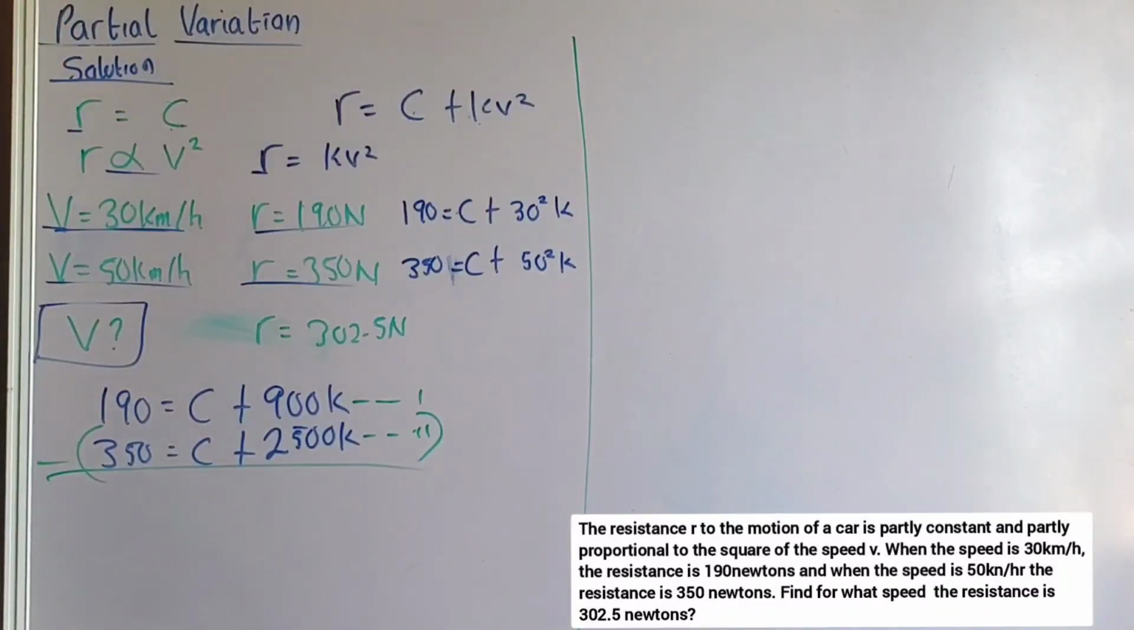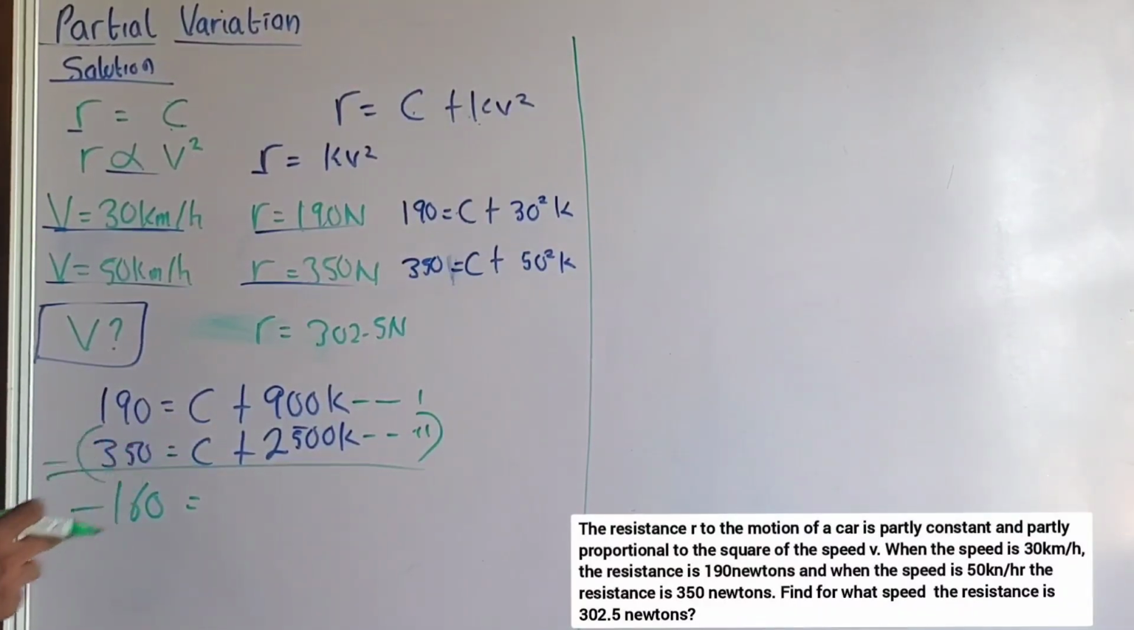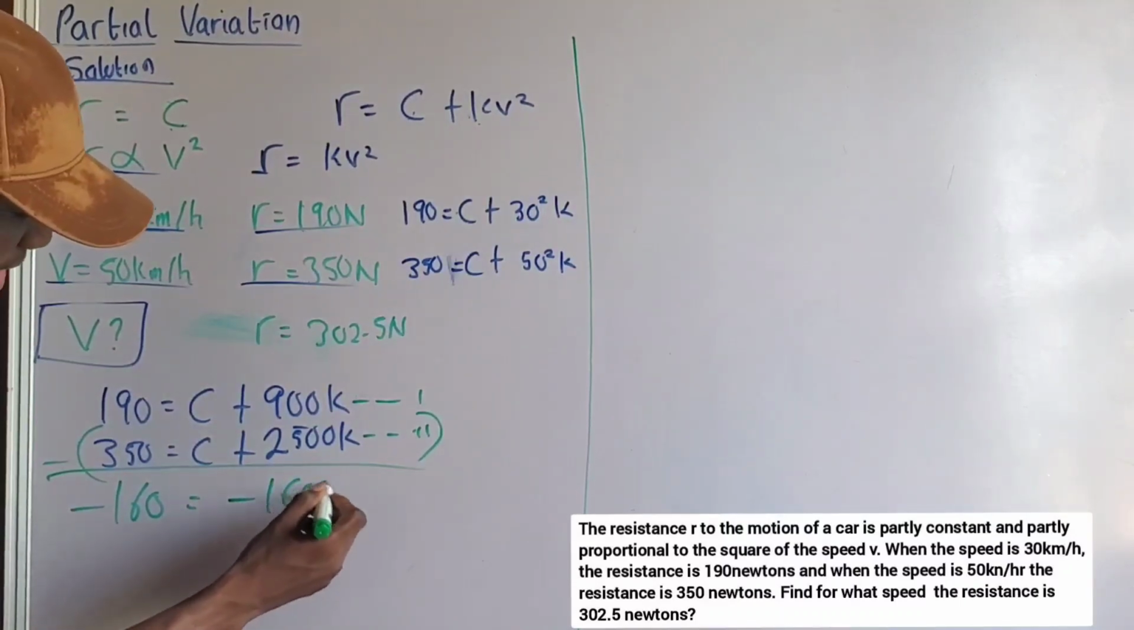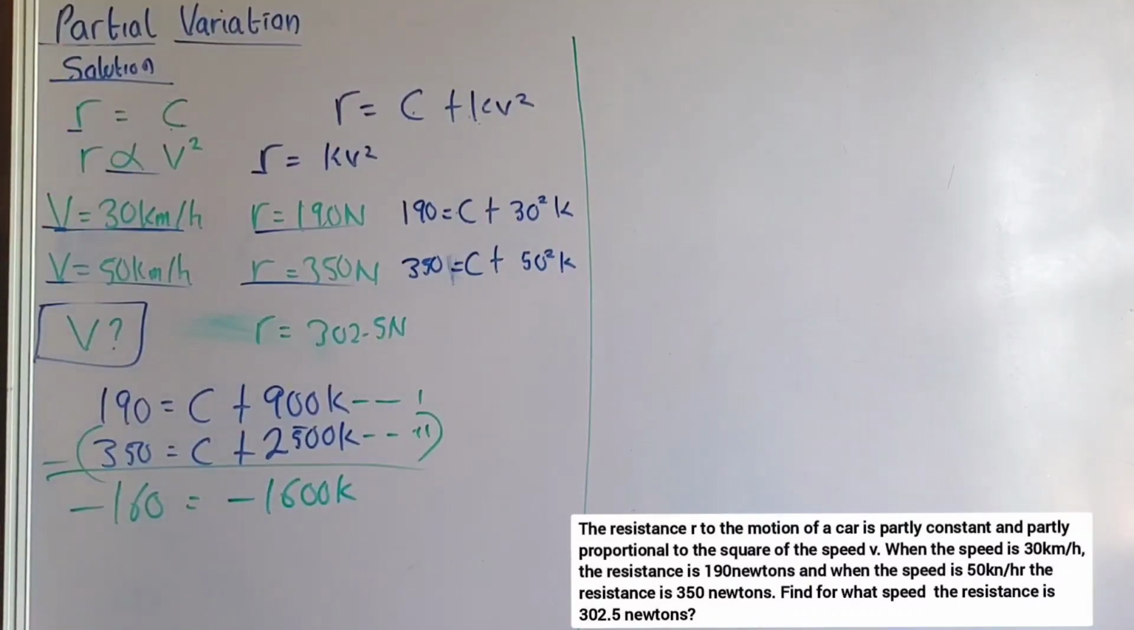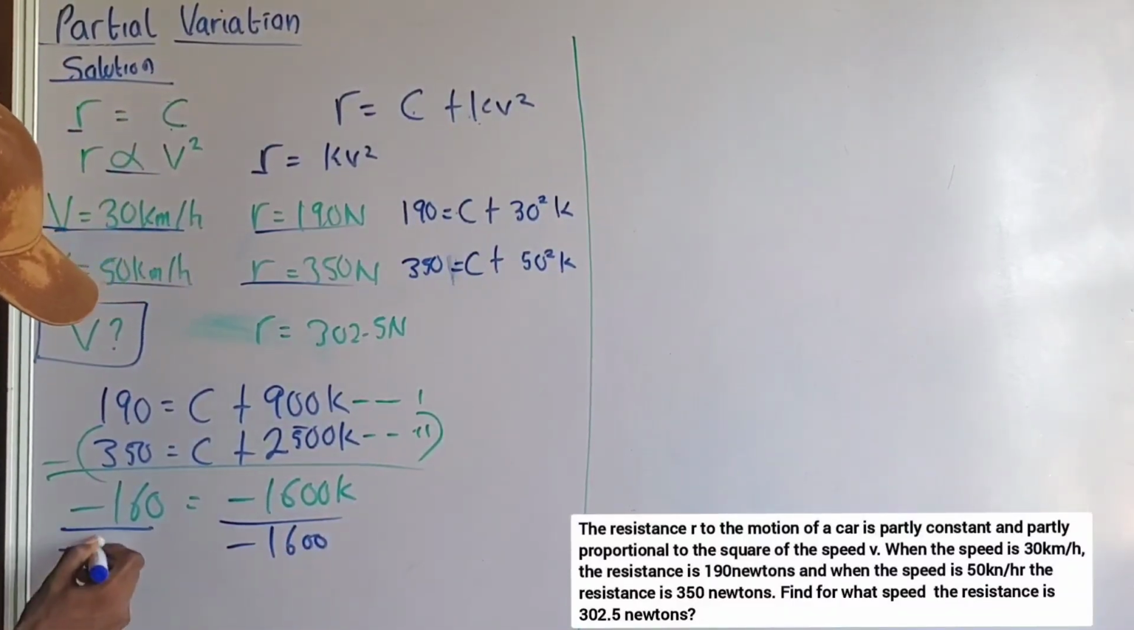So let's go. We're going to do it step by step. 190 minus 350, that is negative 160. So I'm going to have negative 160 equals to C minus C, that is 0, and 900 minus 2500 will give us negative 1600, so minus 1600K. So to get the value of K, the next step is that you have to divide both sides by negative 1600.